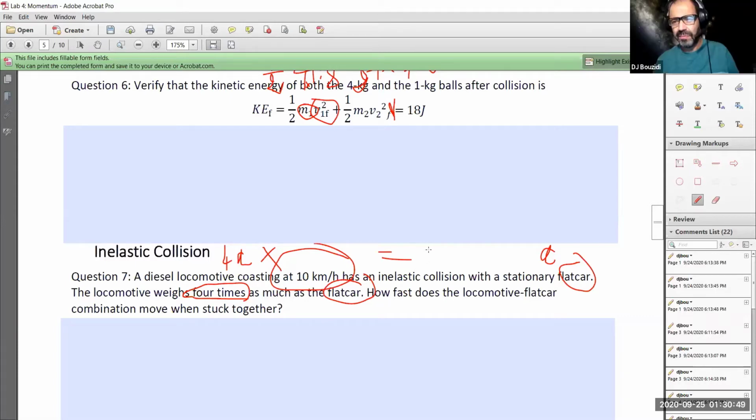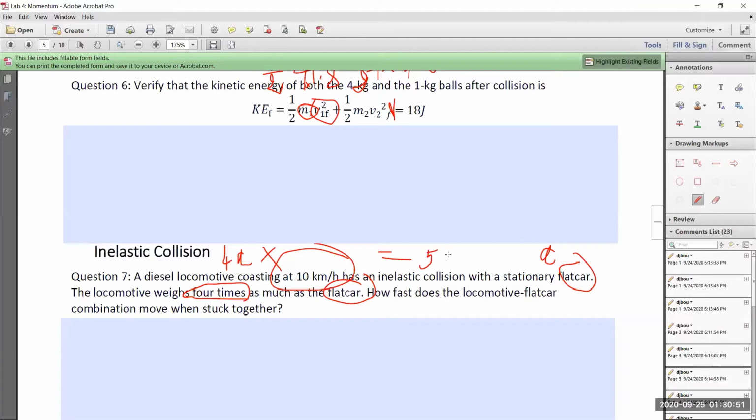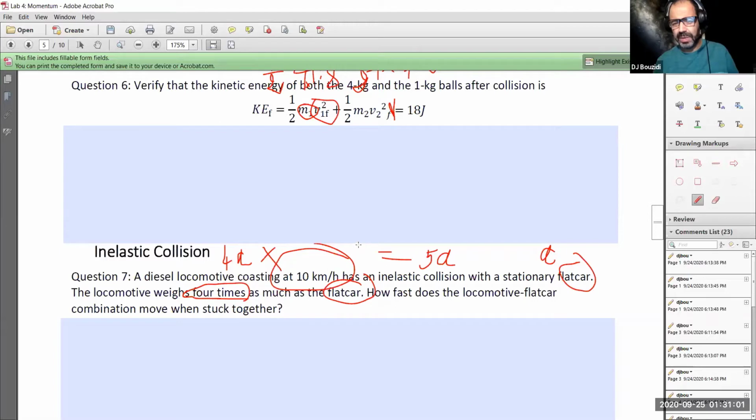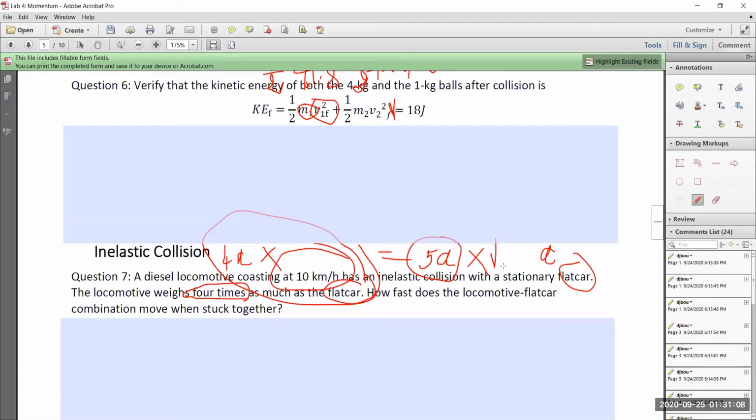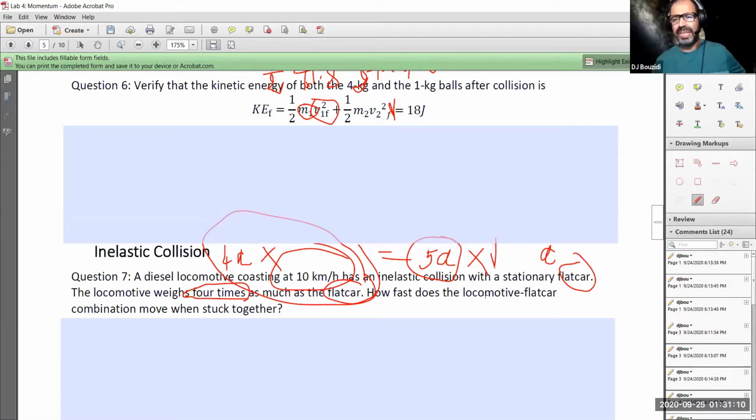5A. Well, remember, you have A, which is coasting at 10 kilometers per hour, so it's 4A times 10. That's the momentum before. Now 5A times the new velocity, which I don't know what it is. The two momenta must be equal.